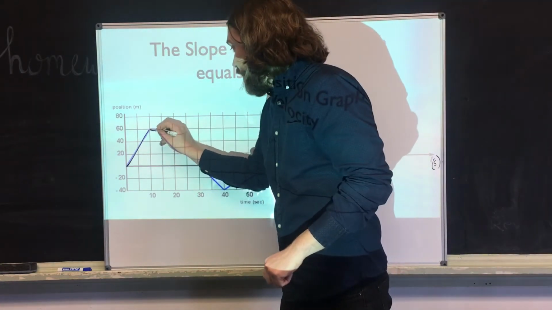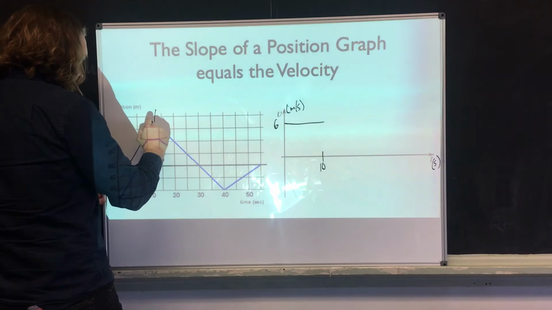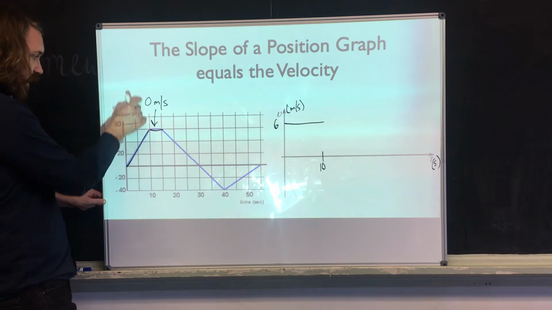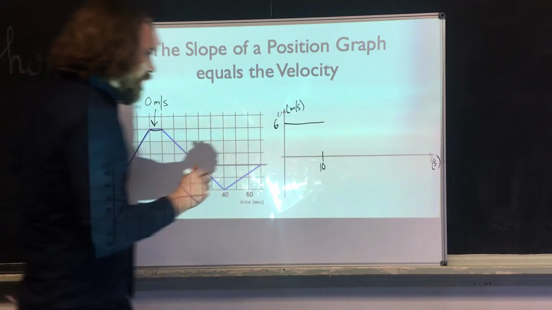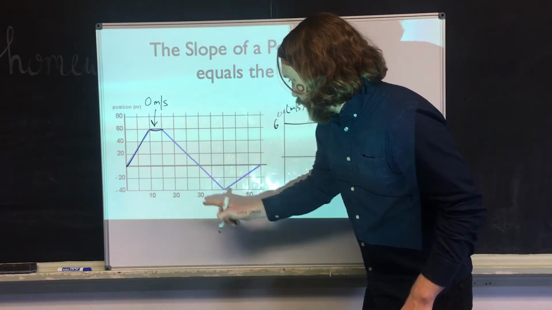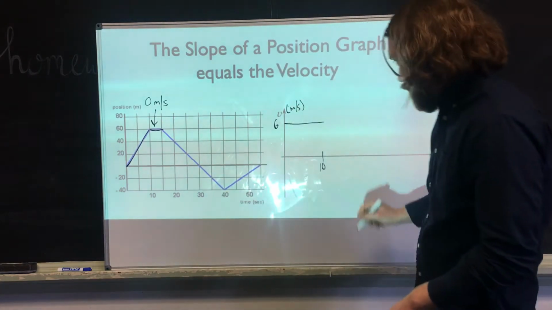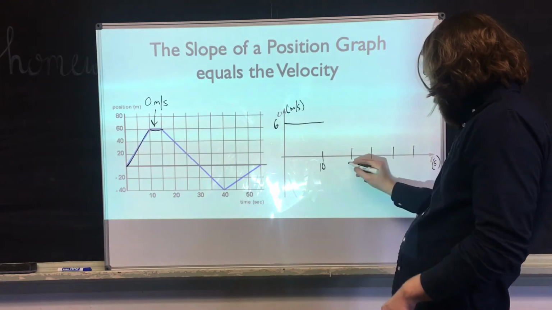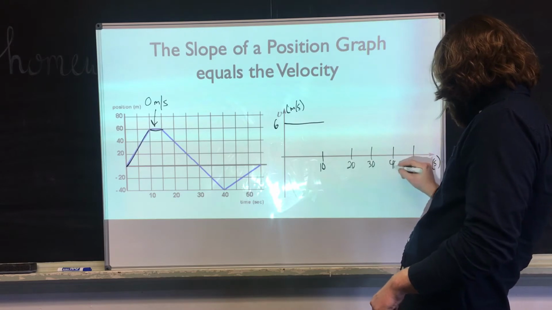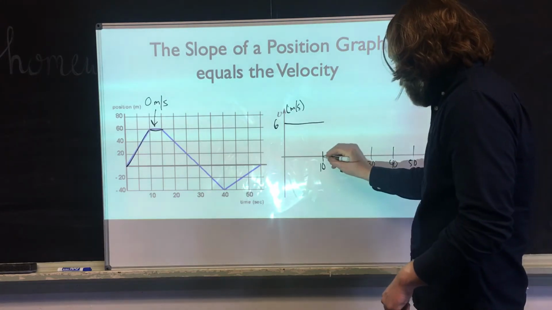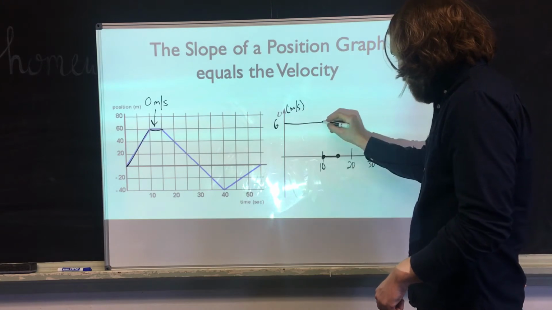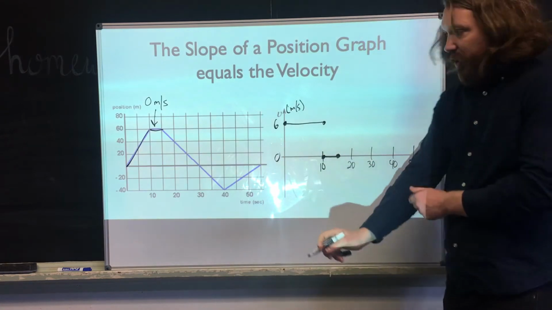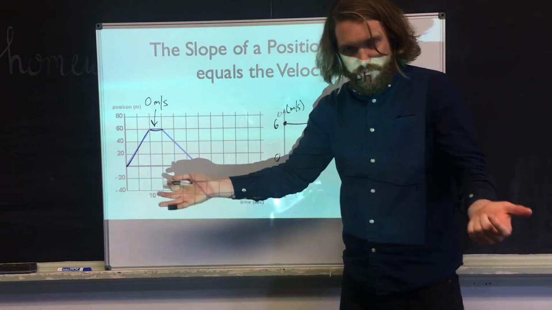Okay, this line right here is flat. Okay? That means the slope of this line is 0, right? Our position is not moving up or down. We're not going forwards or backwards. It's flat, which means that from 10 seconds to 15 seconds, our slope here is 0. Our velocity is 0 because our position is not changing.